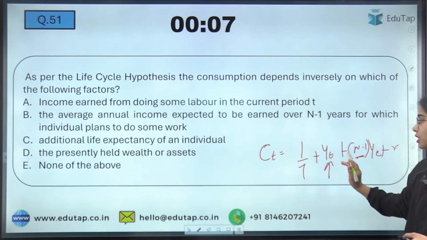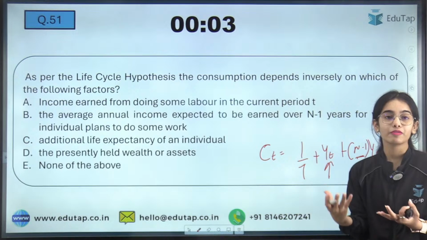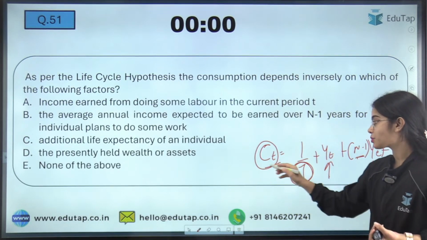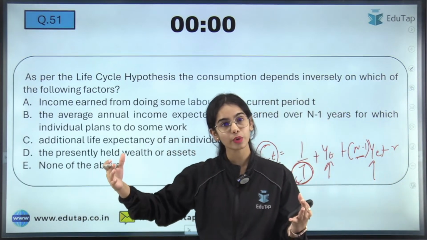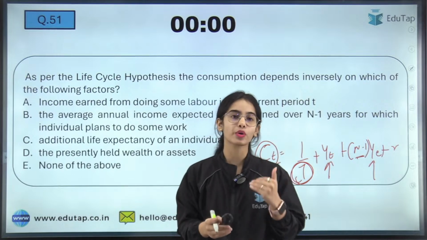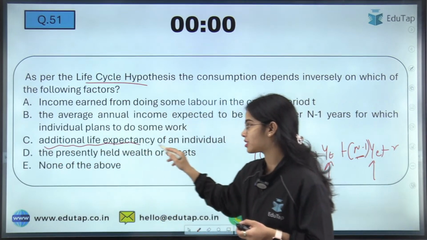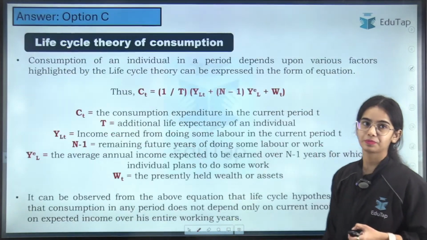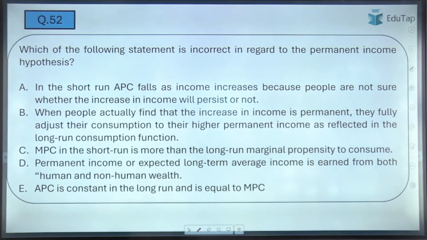So if your current income is increasing, or if your expected income, or if your real wealth is increasing, then your current consumption will increase. But your current consumption is inversely related to the life expectancy that you have. The longer you are going to live, the less you are going to consume right now. So the life cycle hypothesis says that your current consumption depends inversely on your additional life expectancy. Very good. Now try to answer the next question, in regards to the permanent income hypothesis.